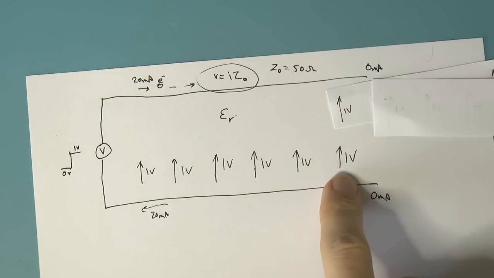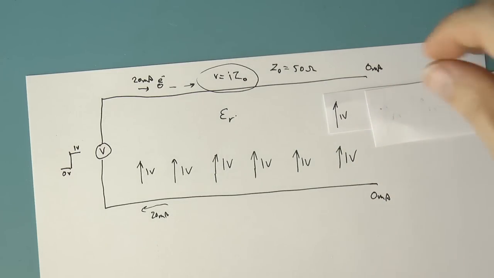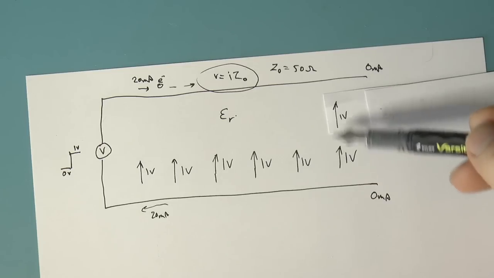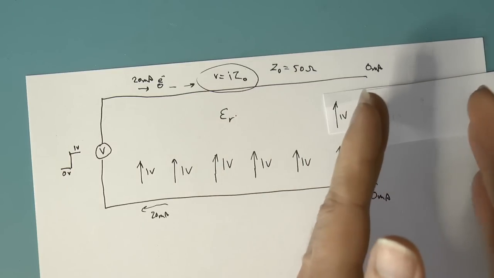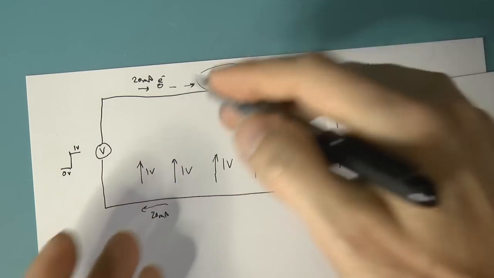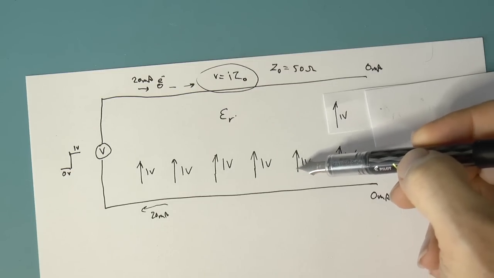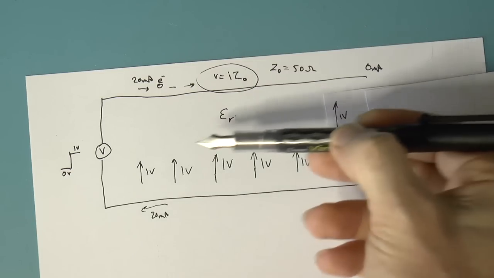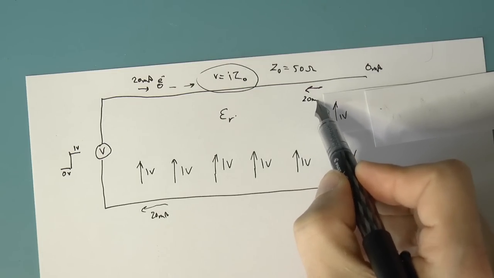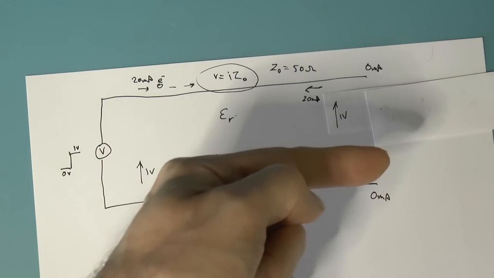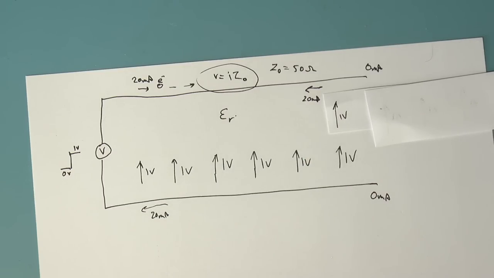Of exactly the same amount of electric field that's approaching the end of the transmission line. Now, why is that? Well, if you look at this, this is now 2 volts, because the electric field goes this way and then it gets reflected back, so it adds on to itself. So we have 2 volts over here and 1 volt over here. That's a potential voltage difference going this way of 1 volt, which means, of course, that we're going to get a current going this way of 20 milliamps.